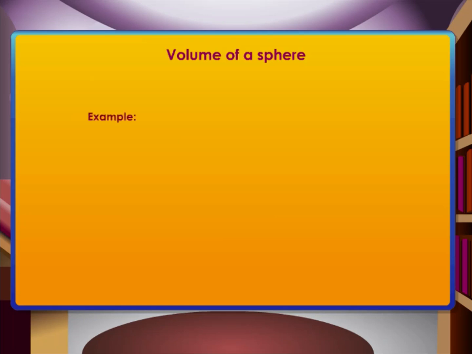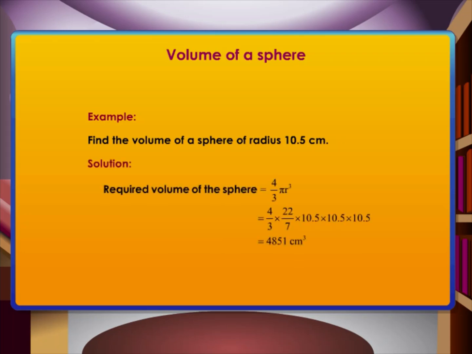Now consider the example. Find the volume of a sphere of radius 10.5 centimeters. Required volume of the sphere is equal to 4/3 pi r cubed. Here we substitute the value of the radius, then simplifying, we get 4,851 cubic centimeters.